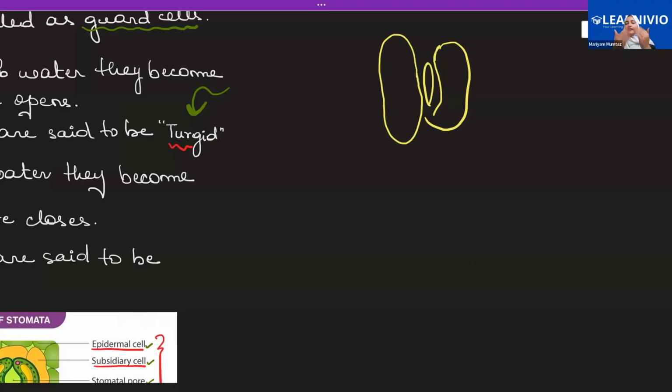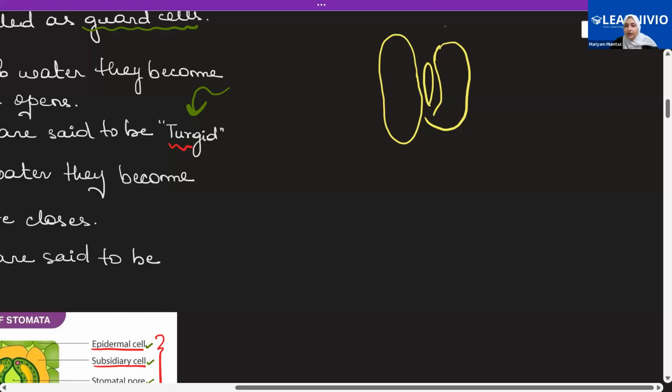It's like my two hands are the guard cells and in the middle is the stomata. When the guard cells absorb water, they become swollen. Once they become swollen, they open the stomatal pore like this. And when they lose the water, they become shrunken and close back up like this. So if anyone asks you which cell regulates the opening and closing of the stomatal pore, it is the guard cell.